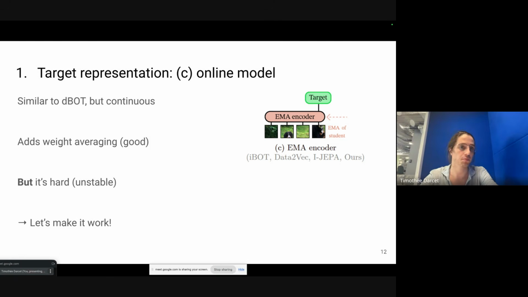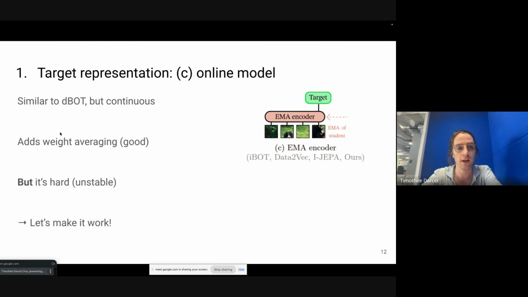So online model, that is what I propose to use. I mean, it's not my idea, it exists. It's just my idea that I'm trying to convey is this is the right way to do things, because anything else would be just intermediate steps towards that. We do something similar to DBot, but we do it continuous.